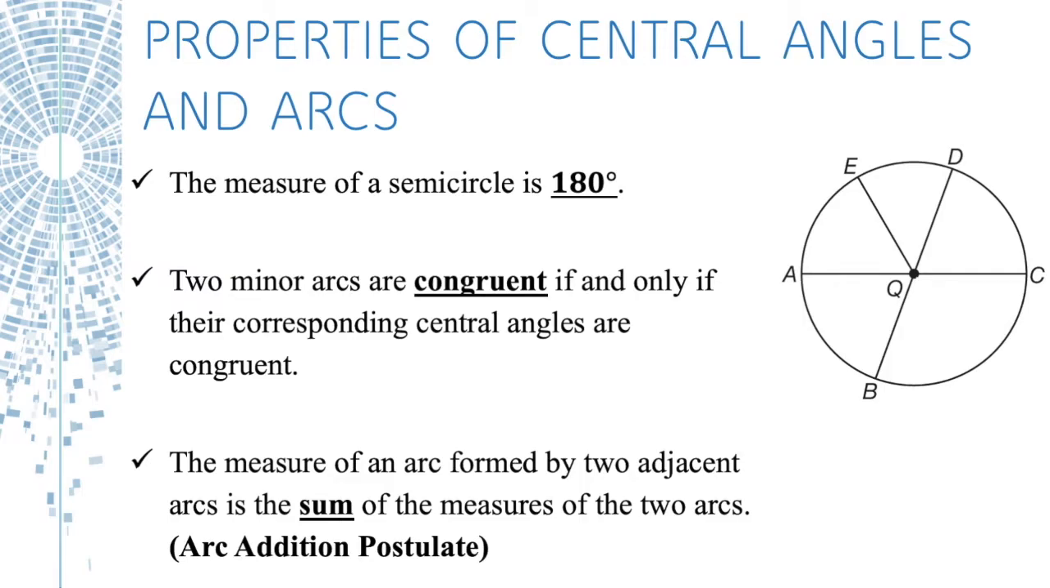And the measure of an arc formed by two adjacent arcs is the sum of the measures of the two arcs. This is called the arc addition postulate. And basically it means if I take ED and I add DC to it, I get the arc EC.